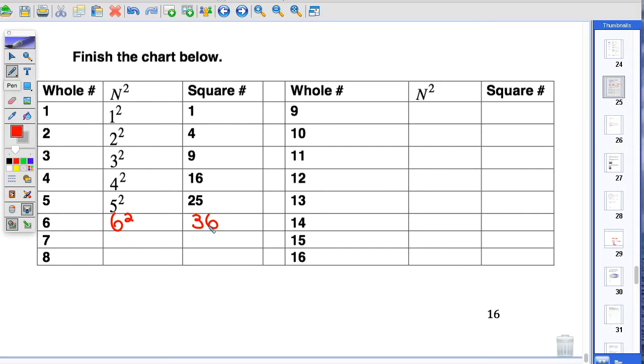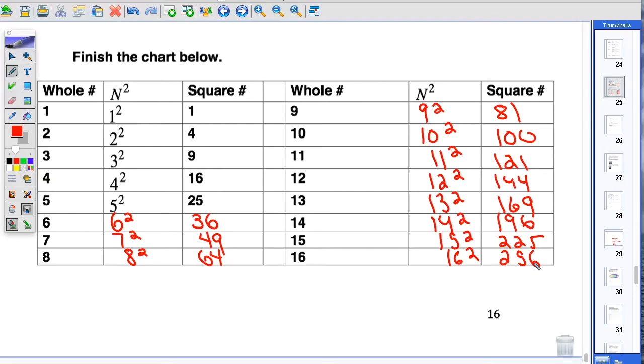So pause the video right now, and I want you to complete the table. And then when you're done completing the table, you can check your answers. Okay, so you now have completed the table. Check your answers to see if you are correct.